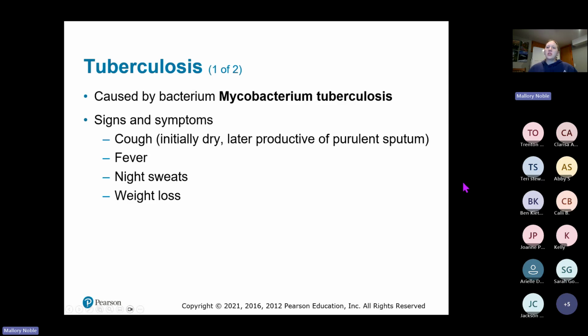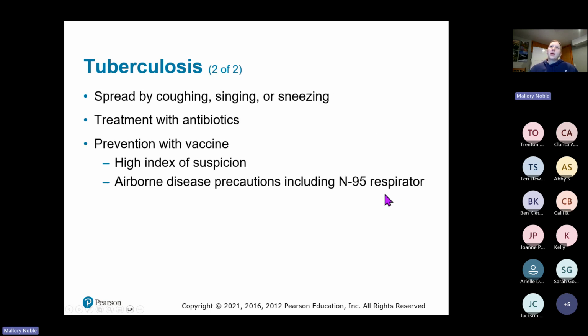Tuberculosis. So this is caused by a bacterium called Mycobacterium tuberculosis. Signs and symptoms: cough, fever, night sweats, and weight loss. It's spread by coughing, singing, sneezing, and it's treated with antibiotics. Prevention: there's a vaccine for this. Keep a high index of suspicion if you've got a patient that's coughing quite a lot. The coughing will get so bad that it irritates the lining of the throat, and they'll start coughing up blood.